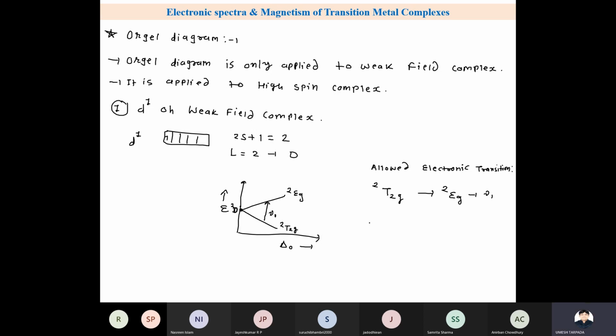Various examples of this type of system, called D1 systems, are TiCl6 3-, Ti(H2O)6 3+, and Ti(NH3)6 3+. In short, it is titanium plus 3. Titanium has atomic number 22, so titanium plus 3 is an example of a D1 system.